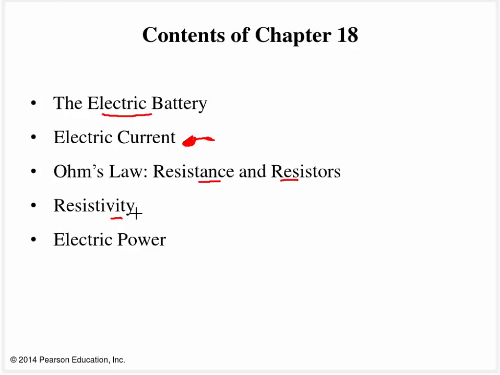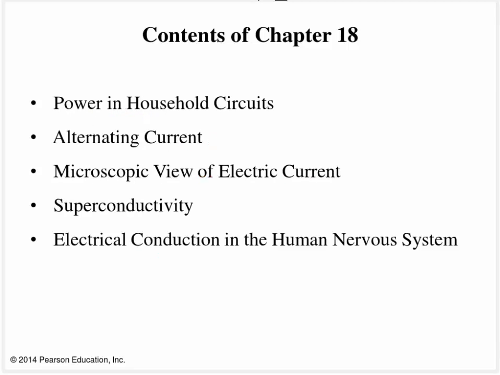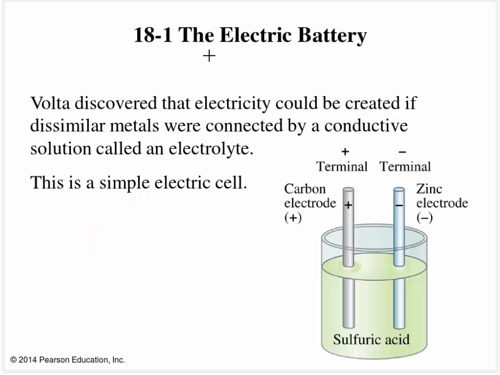Talk about an intrinsic property of different materials, its resistivity. Electrical power, how many watts we're drawing. Power in household circuits, and since our household is powered by 120 volt AC current, we'll talk about alternating current. And then I'll just talk very briefly on a microscopic view of electric current, and we won't really spend a whole lot of time on these guys.